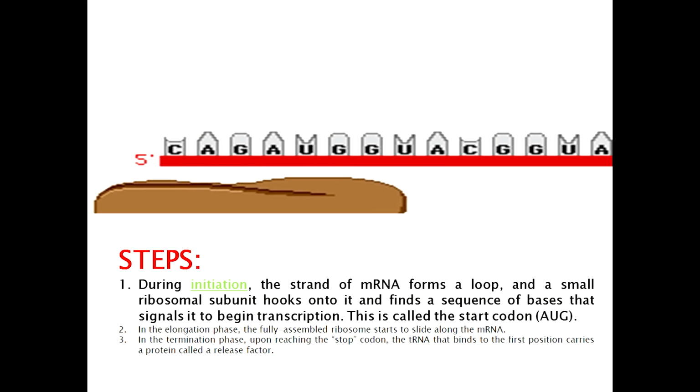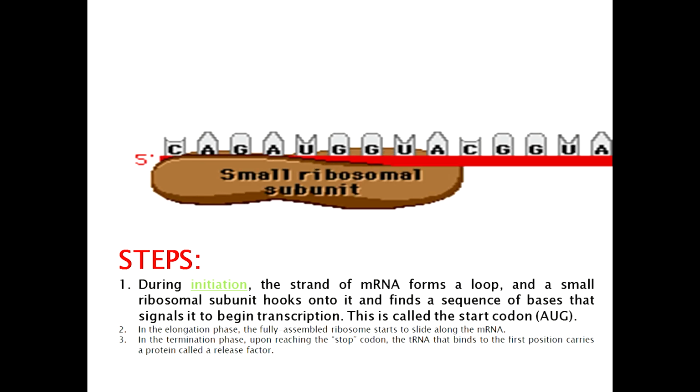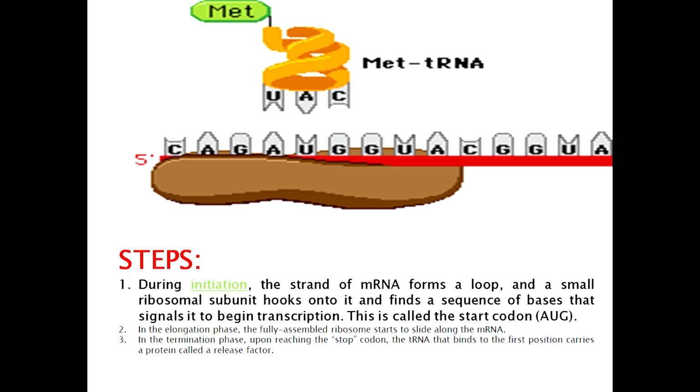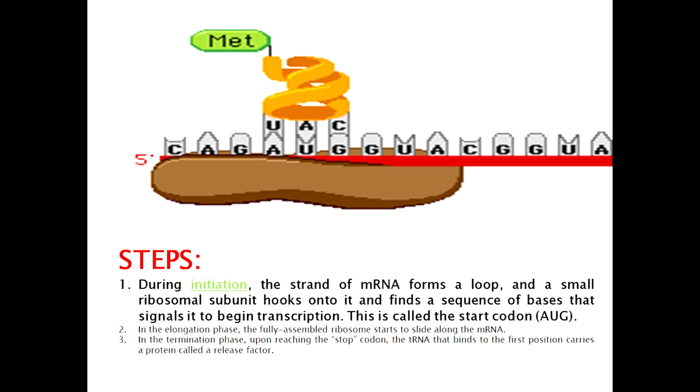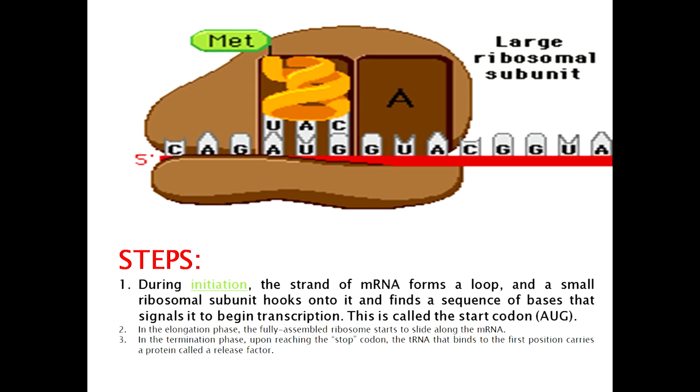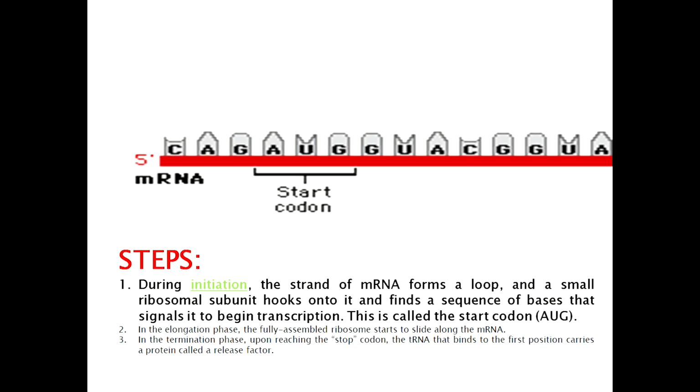During initiation, the strand of mRNA forms a loop and a small ribosomal subunit hooks onto it and finds a sequence of bases that signals it to begin translation. This is called the start codon or AUG. The start codon marks the site at which the translation into protein sequence begins.